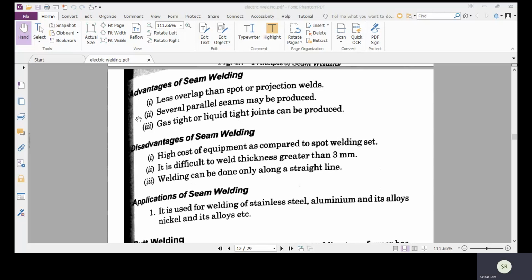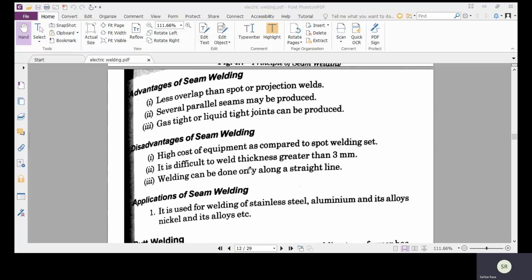The advantages of seam welding include less overlap than spot or projection welding. Several parallel seams may be produced. Gas-tight or liquid-tight joints can be produced. The disadvantages of seam welding include the high cost of equipment as compared to a spot welding set.